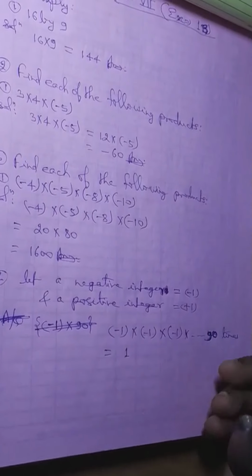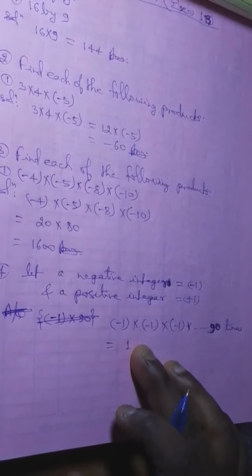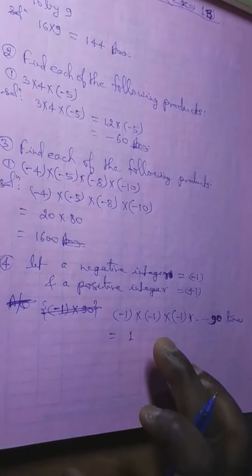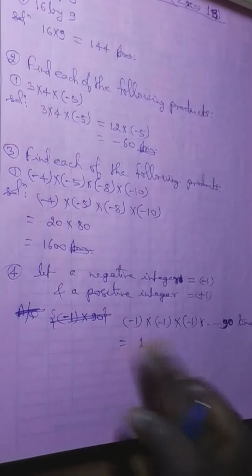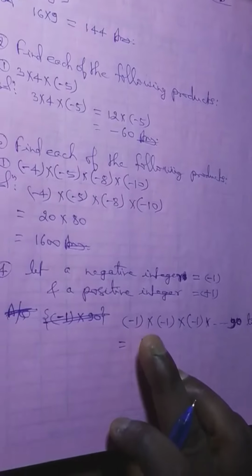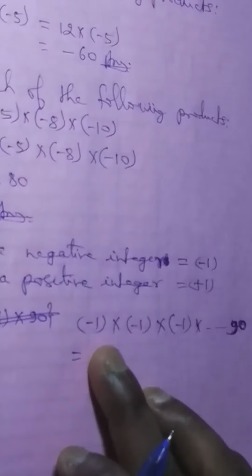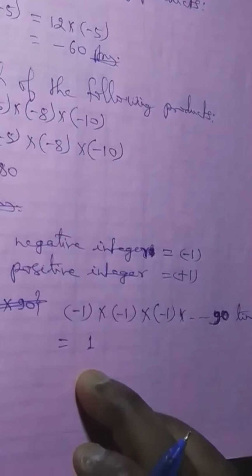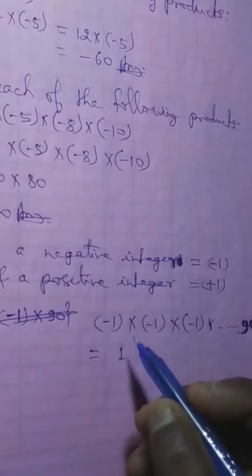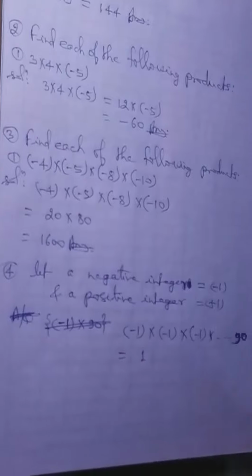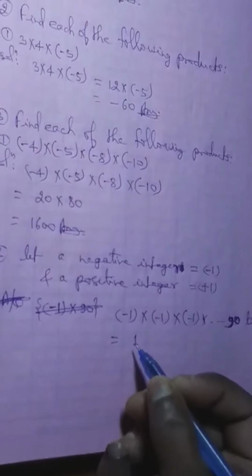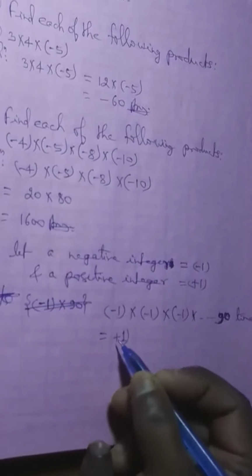When a negative integer is multiplied even times, the result is always in positive sign. Once again, listen: when negative sign is multiplied even times, the result is always positive sign. So minus 1 into minus 1 into minus 1 into minus 1, multiplied 90 times, the result is always plus 1.